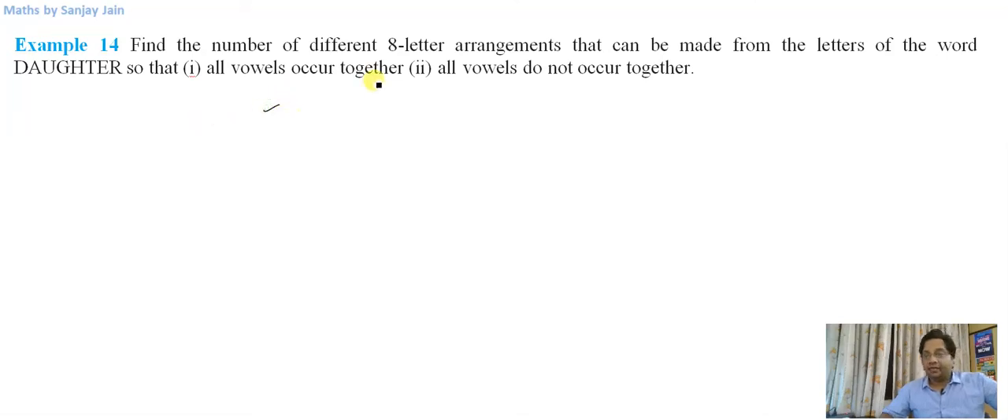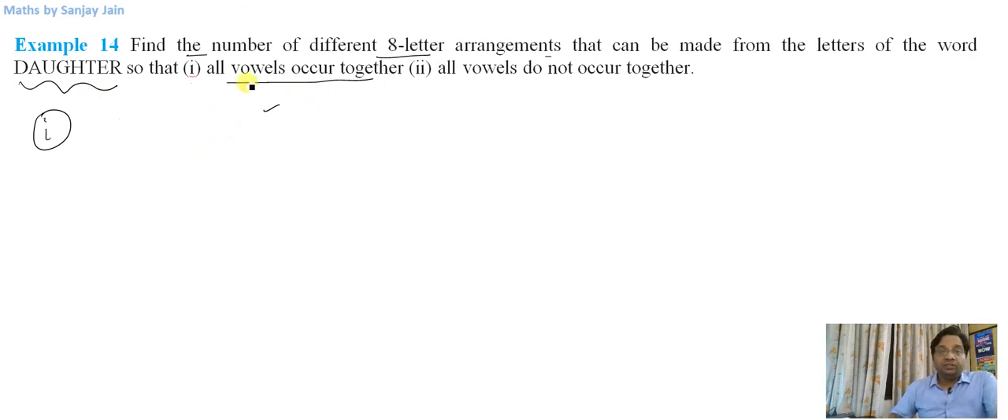Okay, let us start our lecture with this question, which says find the number of different 8-letter arrangements that can be made from the letters of the word daughter so that all vowels occur together. So the first part is that all vowels should be together. To do these kind of questions, this is a new concept, okay?